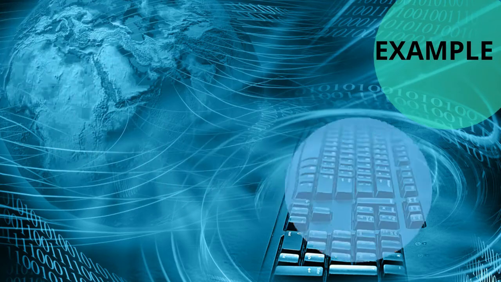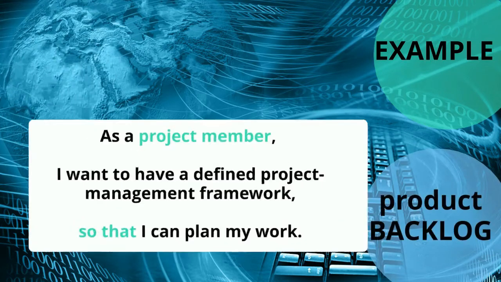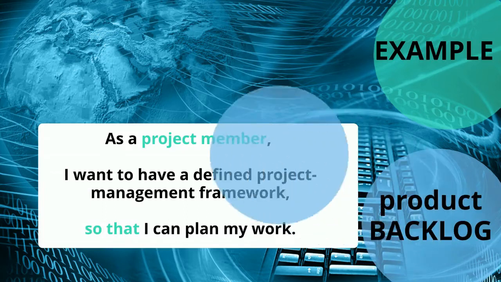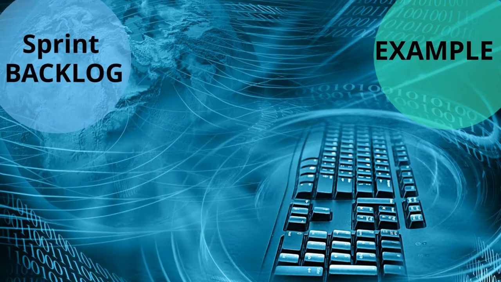So the first product backlog item could be, as a project member, I want to have a defined project management framework so that I can plan my work. You can see that the product owner writes a user story from the perspective of the user, and it also includes the benefits. The sprint backlog belongs to the developers. They use the user story to define manageable tasks for the sprints.